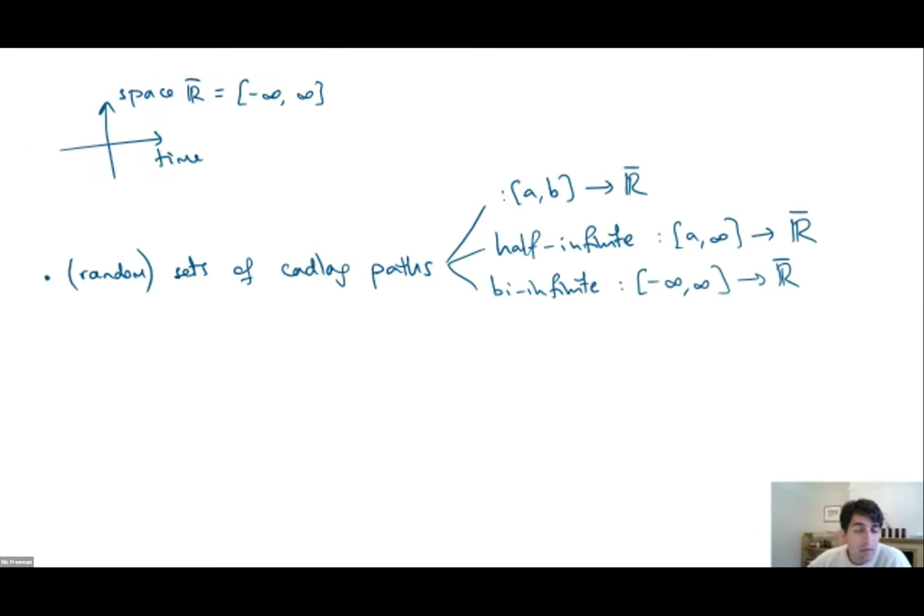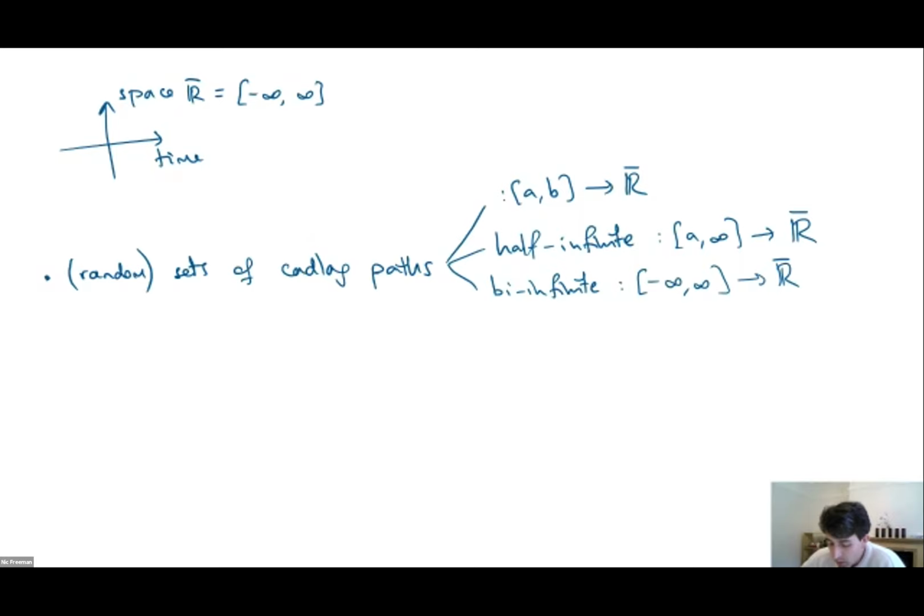So let's start. I want to orient ourselves. I'm always going to have space running from top to bottom of the page. It's always going to be one-dimensional space with infinities stuck at both ends, and time will go from left to right. The sorts of things I'm interested in here are sets of càdlàg paths, not just individual paths but whole sets of càdlàg paths. So I really have random sets of càdlàg paths in mind. I'm going to give the whole talk at the deterministic level, and everything I say you can project upwards with very little modification to the level of probability measures.